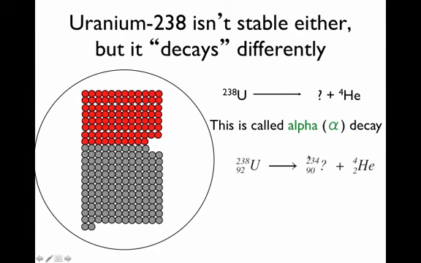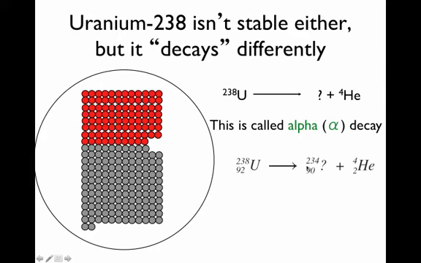So whatever this question mark is, it has to have a mass of 234 daltons, because 234 plus 4 will equal 238. So we now know what the mass of this question mark is. It has a mass of 234. The other thing that we need to balance is the number of positive charges. Uranium has an atomic number of 92. What that means is it has 92 protons, or 92 positive charges. The helium has 2 positive charges because it has 2 protons.